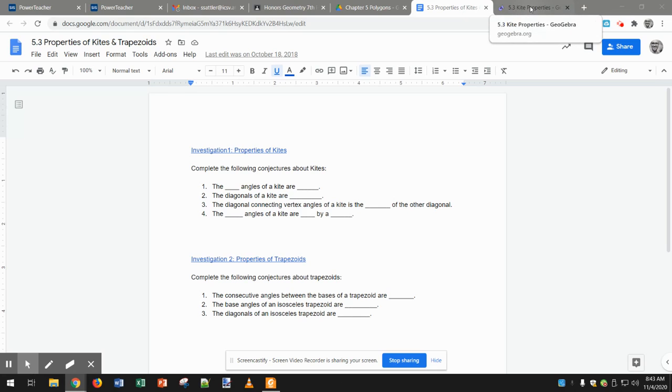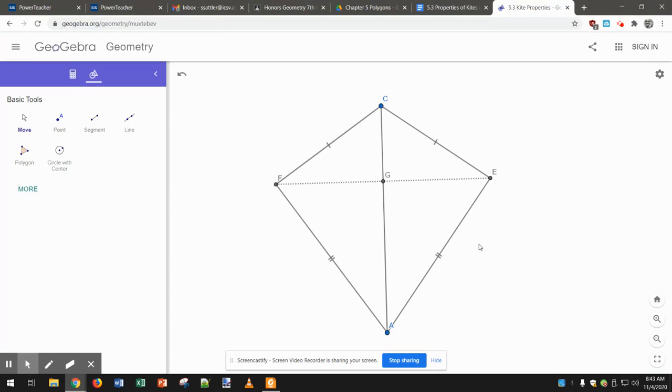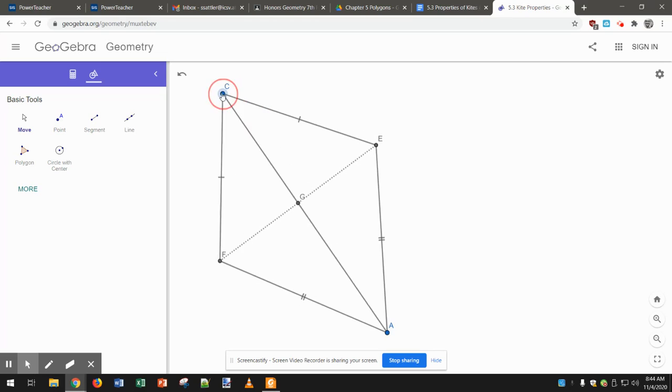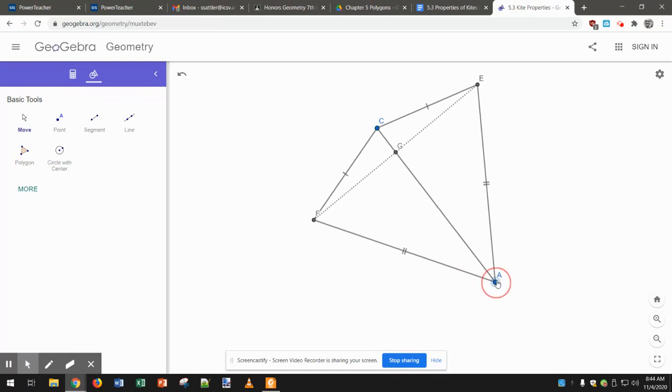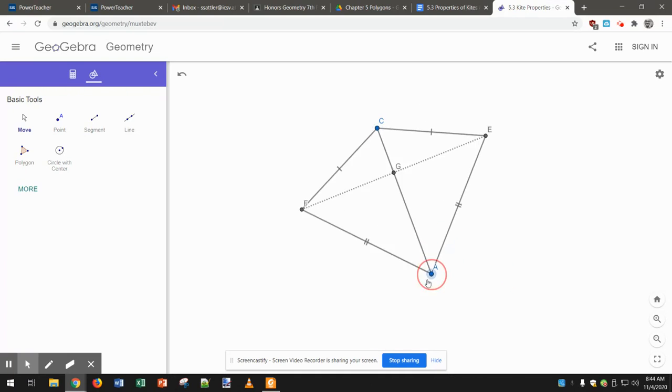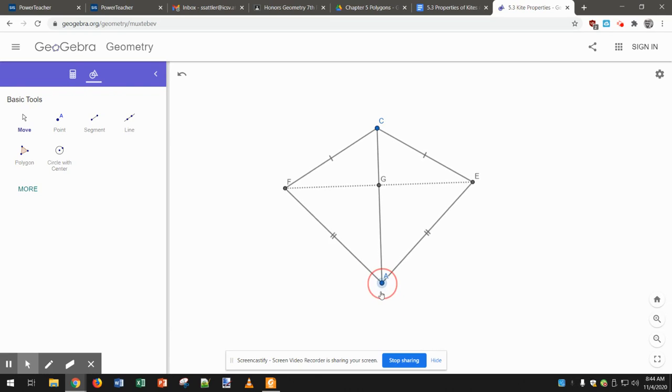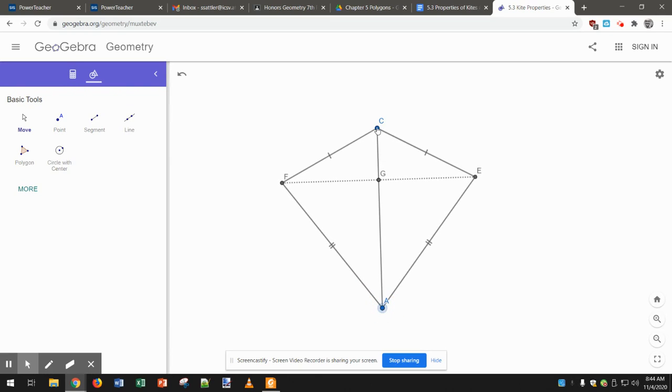It's a GeoGebra file. So here is a kite that I've constructed. Remember, a kite is a quadrilateral where these two sides are the same and these two sides are the same, yet they're different than the first two. So I can drag this around and kind of change the size of it, but it should always remain a kite. And I've drawn in the diagonals.